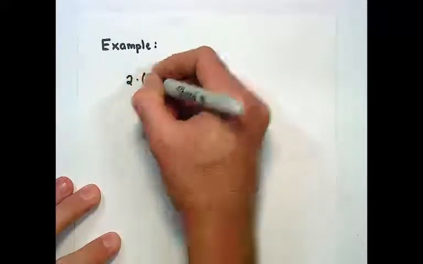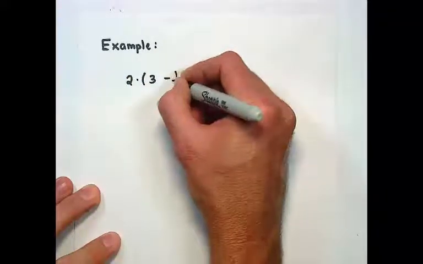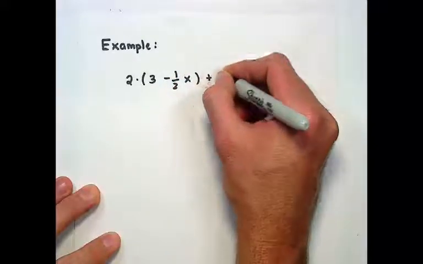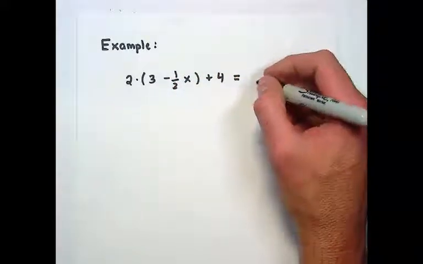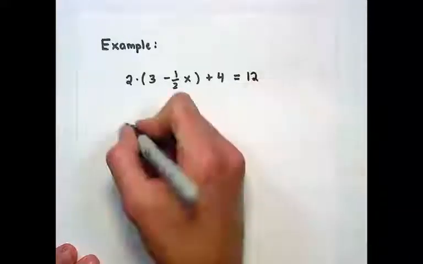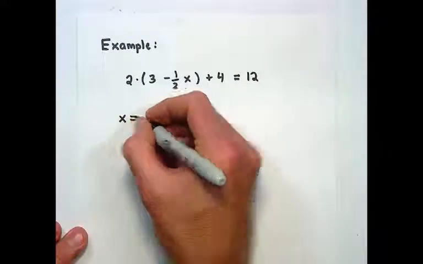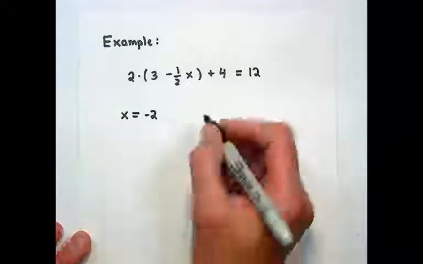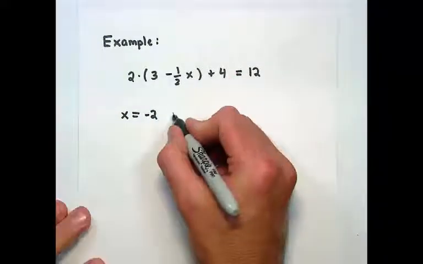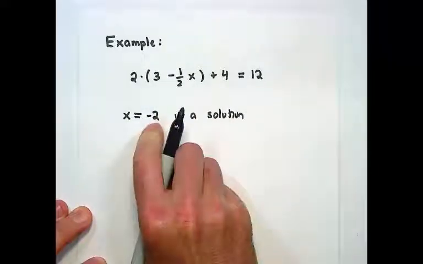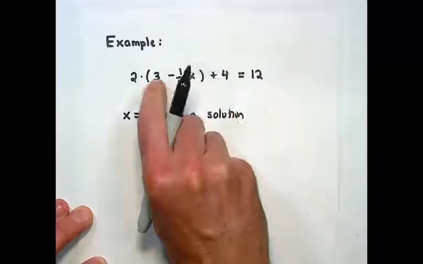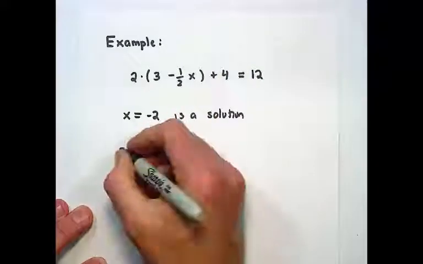So a great example of this was in that last equation, we had something like 2 times 3 minus 1/2 x plus 4 equal 12. And we said that x equal to -2 indeed was a solution, because when we put this value of x in there, the left-hand side equals the right-hand side.